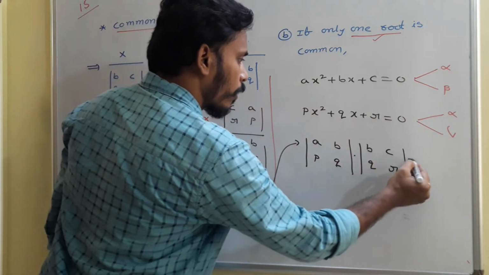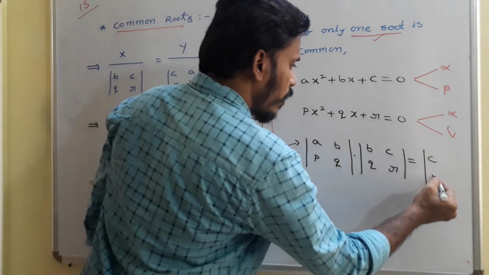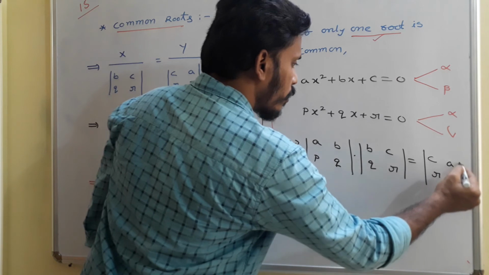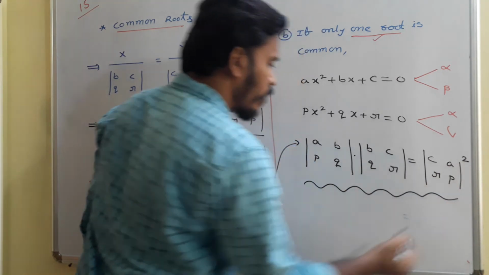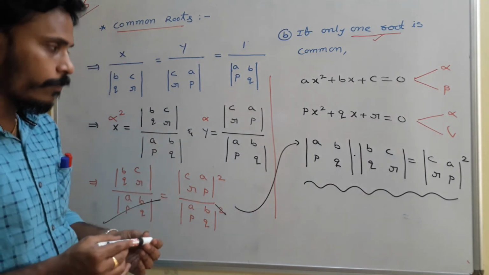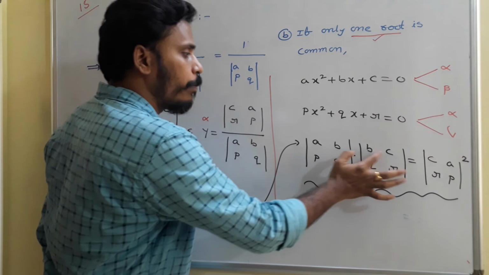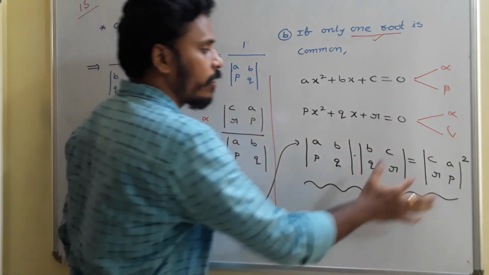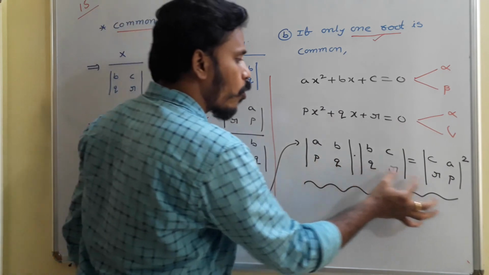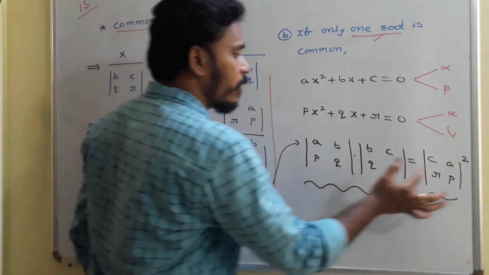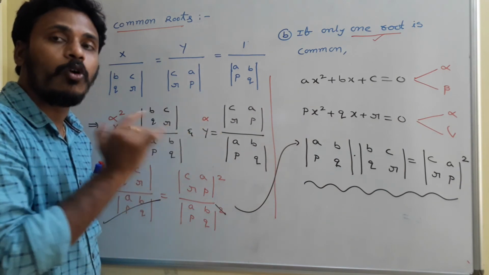BQCR is equal to the determinant of CRAP square. So this is the relation on the coefficients. Just have a look, very simple to memorize. See, the first one, determinant AB, into the second determinant BC, is equal to the third determinant CA squared. AB, BC, CA, PQ, QR, RP. So this product is equal to the square of that. Very easy to memorize. That is the relation on the coefficients.